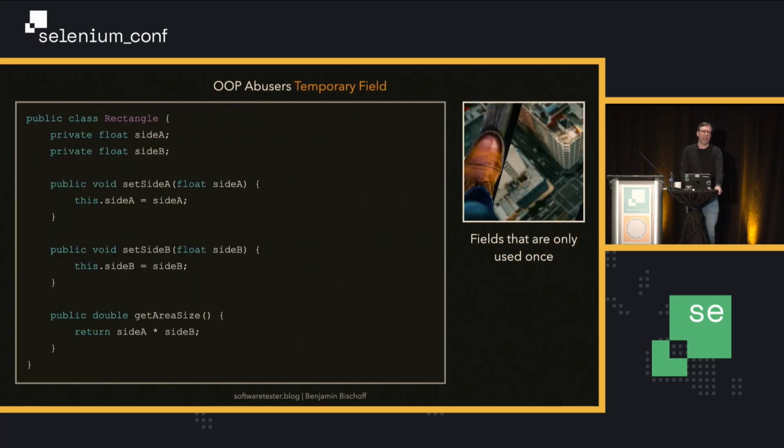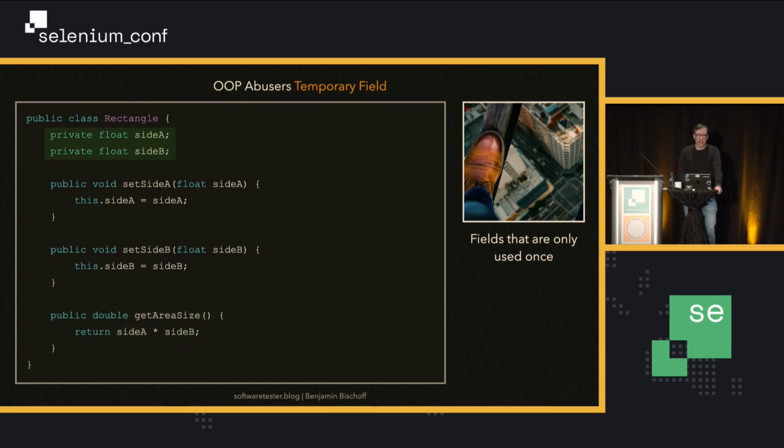Temporary field. This can be hard to spot. That's why I try to keep this example as simple as possible. I'm using a rectangle class here, and this rectangle has a method called getAreaSize. As probably all of you know, it's by just multiplying one side of the rectangle by the other side that gives you the area. But where do you get those sides?